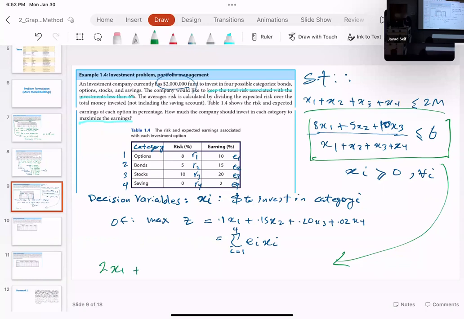x1 plus minus x2 plus x3. I just rewrote that one, replaced it with this.